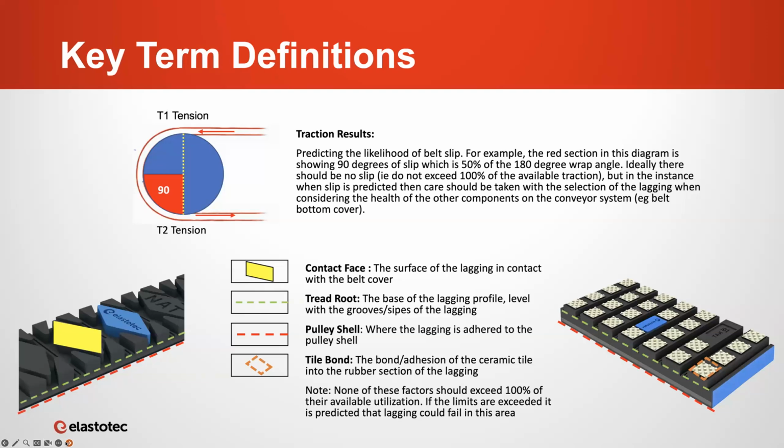What I want to do is just run through quickly a number of different lagging types. We'll look at a couple of rubber laggings, and then a number of different ceramic pulley lagging options with different patterns, different tile configurations, and also different thicknesses. We'll look at the performance of each one, and then at the end, we'll summarize and look at which is the best option.